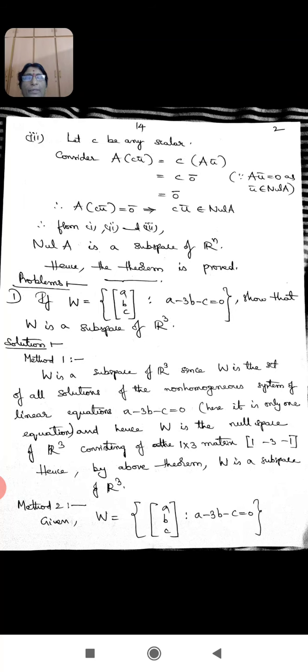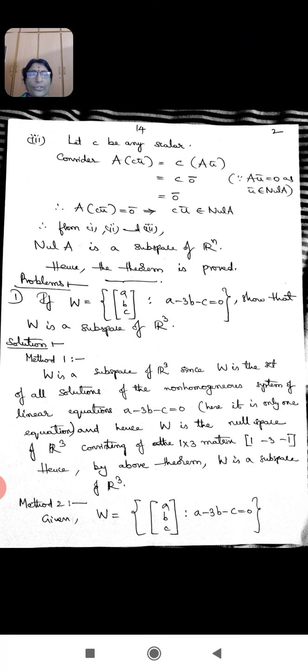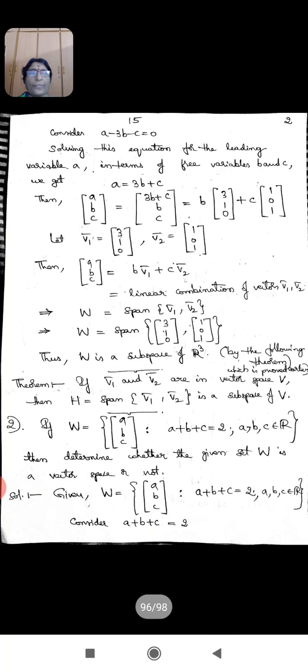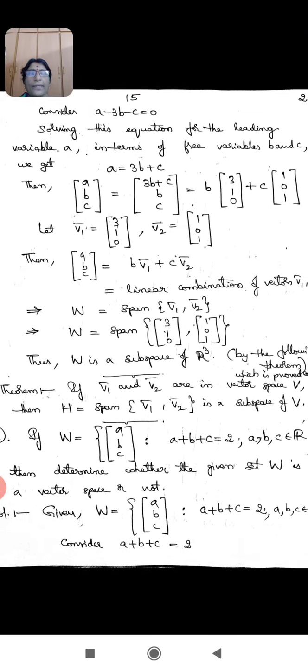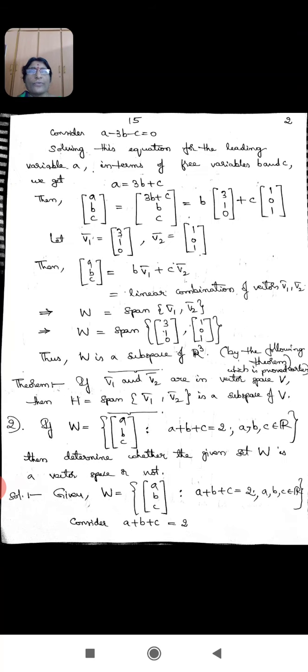So it is a little bit complicated to solve this problem using the above theorem. But using another theorem, solving this problem is a bit easier. So let us move on to method 2, wherein I have used another theorem which states that if V1 bar and V2 bar are in vector space V, then H is equal to span of V1 bar, V2 bar is a subspace of V.